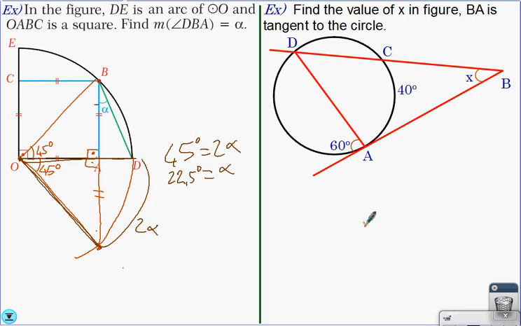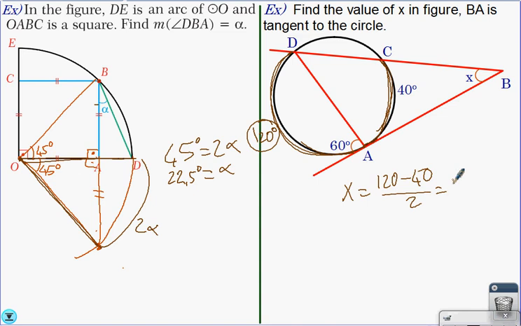So now let's continue with this one. Okay, we want to find x. To find x, we need two arcs from A to C, the smaller one, and the bigger one from A to D. So look at that. Here we have 60 degrees, which is the angle between the chord and the tangent line, so it is something like an inscribed angle. The opposite arc is half of 260, which makes 120 degrees. So x equals 120 minus 40 over 2, which is 80 over 2, 40 also.